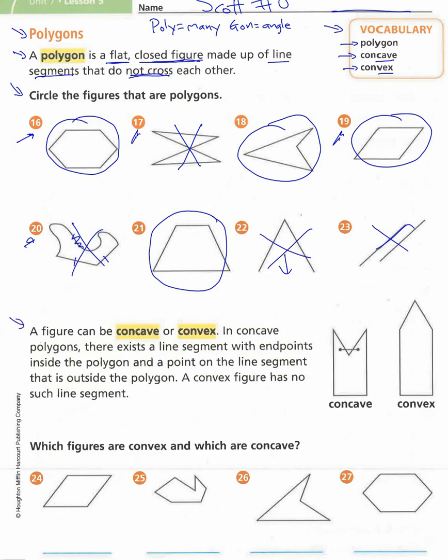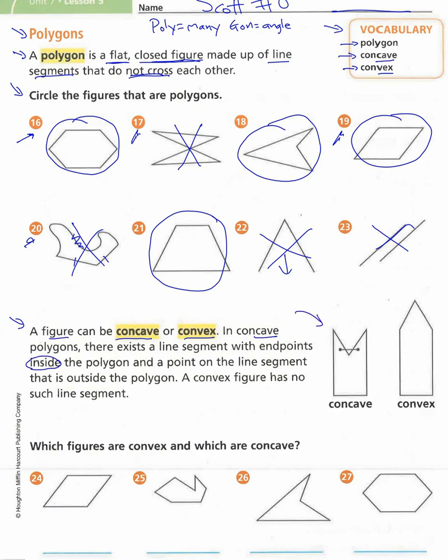So now let's talk about 2 different kinds of polygons. A figure or a polygon can be concave or convex. So in concave polygons, there exists a line segment with endpoints inside the polygon. So let's look over here.